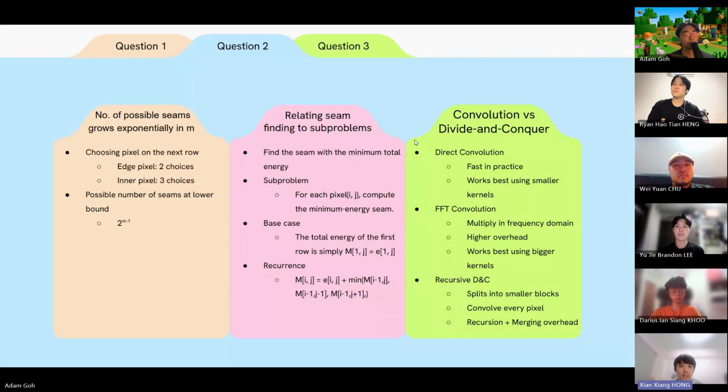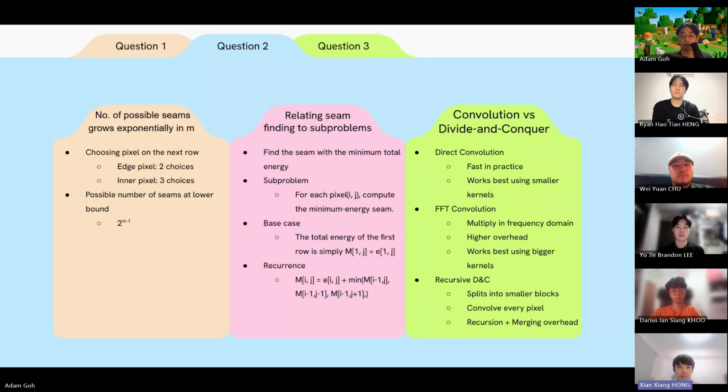Given an m times n image where m is the number of rows and n is the number of columns, the number of possible seams that exist in an image grows exponentially in m, assuming n is more than 1. As we move down each row, we have multiple choices for selecting the next pixel in the seam. If the current pixel is on the edge, then there are only 2 possible choices for the next row. If it's an inner pixel, then we have 3 choices.